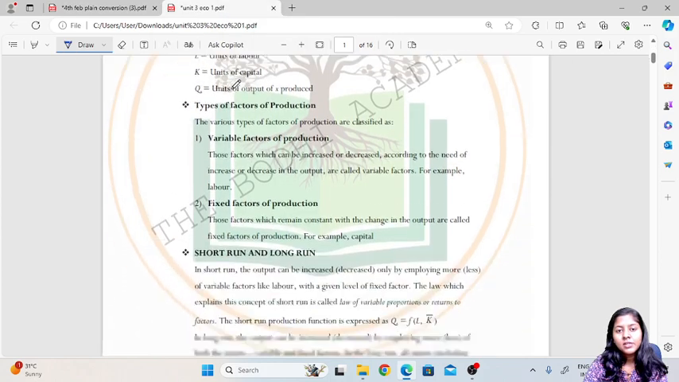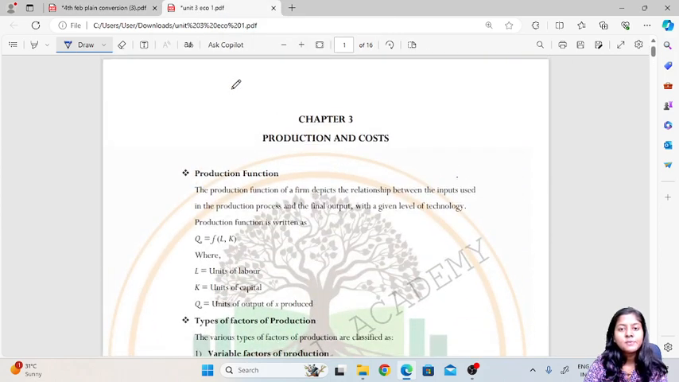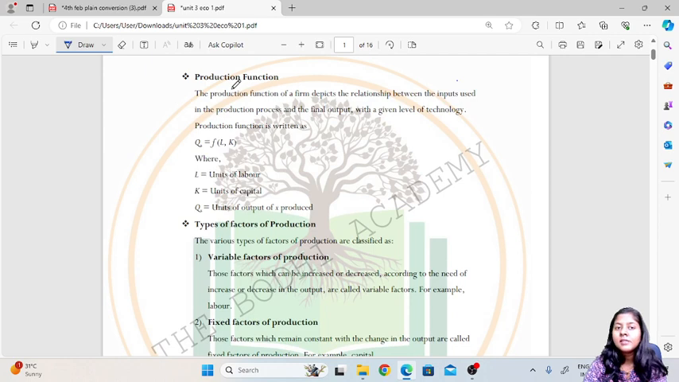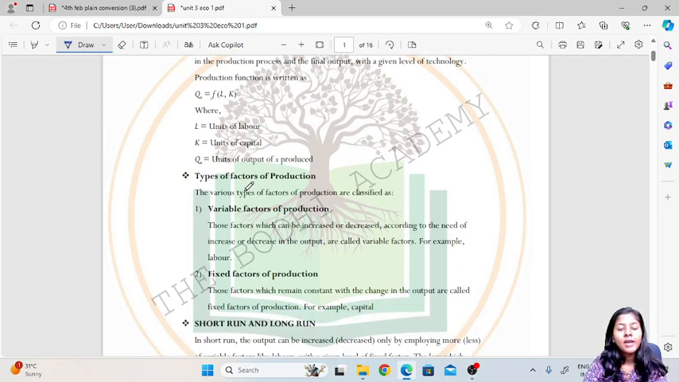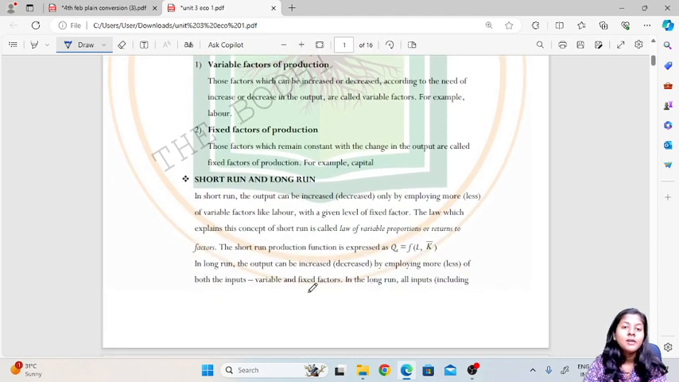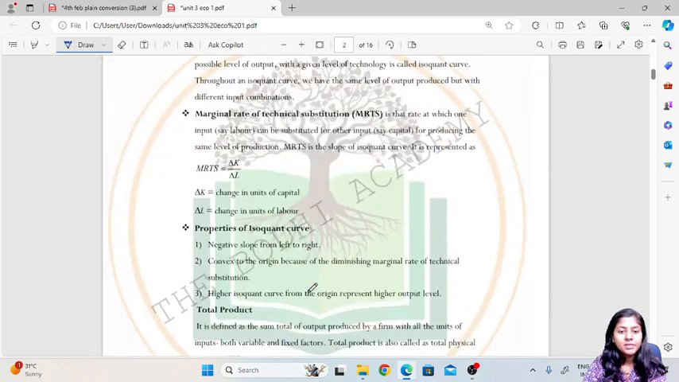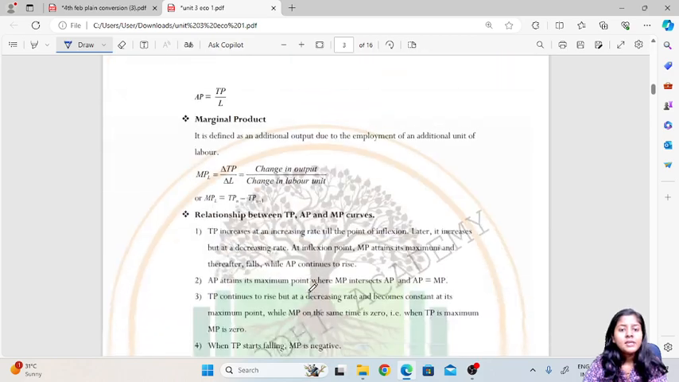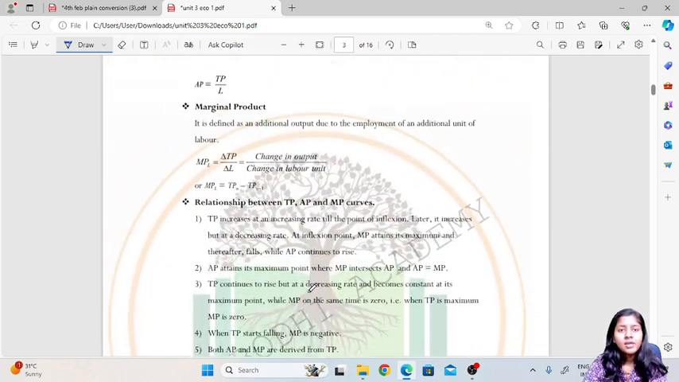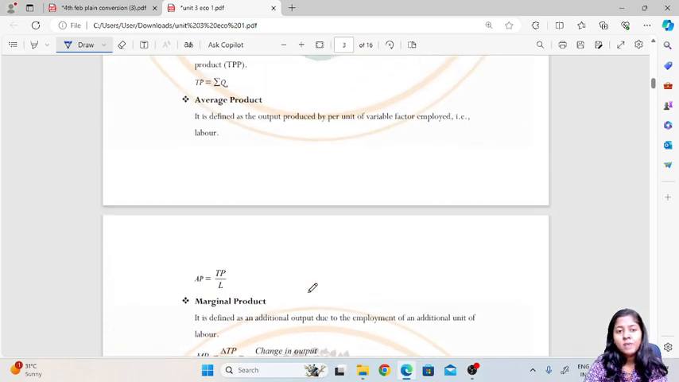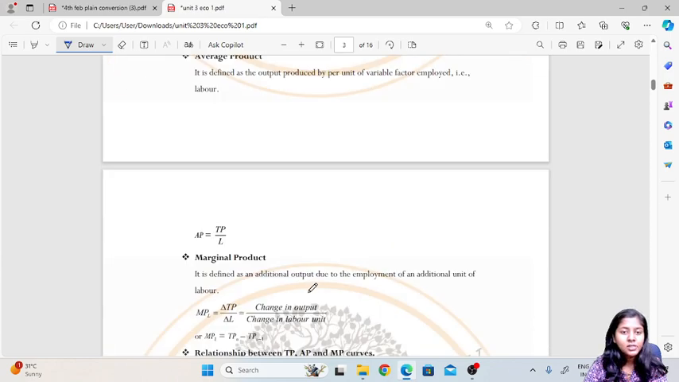This is the continuation of chapter 3, that is production and cost. Earlier in this chapter we have seen the production function, then during part 1 of this video we have seen types of factors of production, that is variable and fixed factors, then short run and long run we have seen. Okay, then we have also discussed marginal product, average product and the total product.